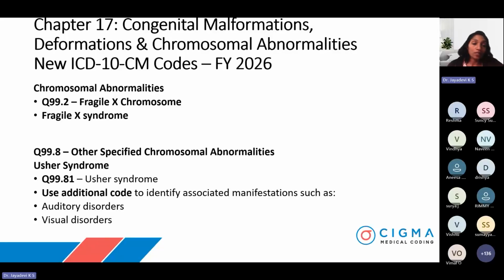See, here what happens is that the patient congenitally has a vulnerability to blindness, deafness, and even balance problems. So these are common conditions associated with Usher syndrome. So here you have to use an additional code to identify associated manifestations such as auditory disorders or visual disorders. If it's mentioned clearly, you have to code them additionally with this Usher syndrome code Q99.81.